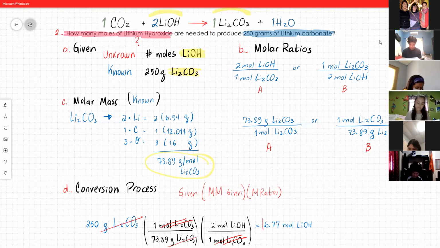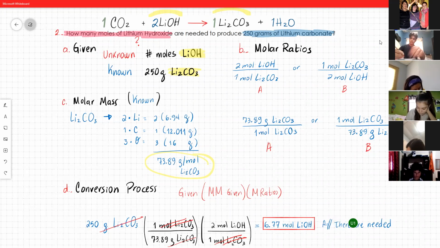But remember that I told you to write it as a sentence because a question has been asked. So in a sentence, the answer is going to be: it says how many moles are needed. So there are needed 6.77 moles of Li2O. Like that. And with this, you finish your exercise.